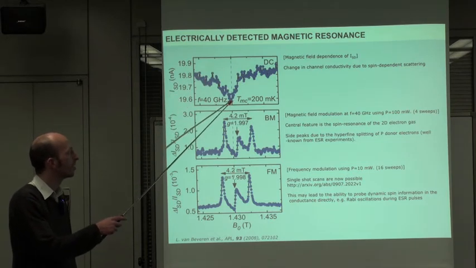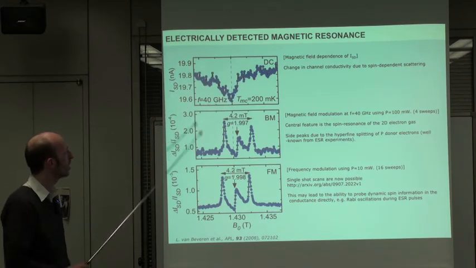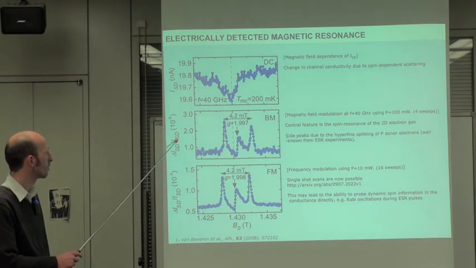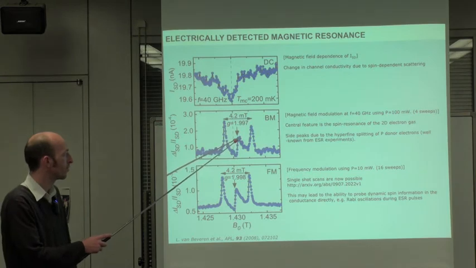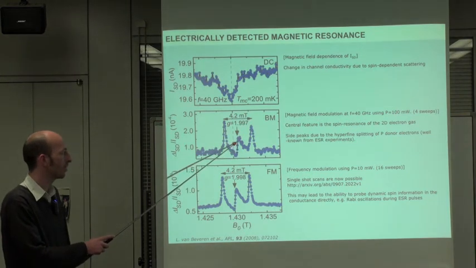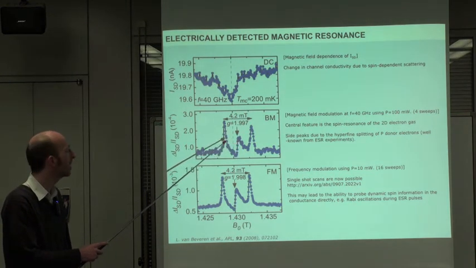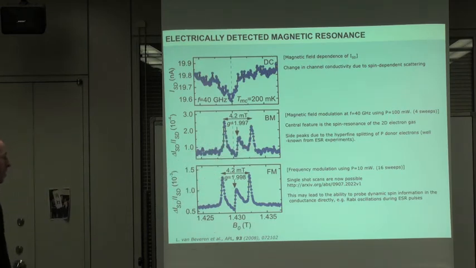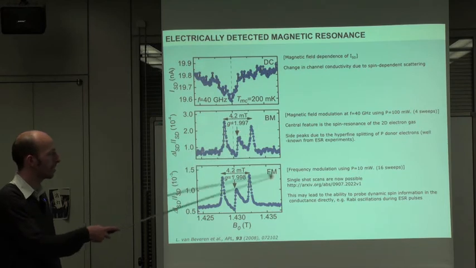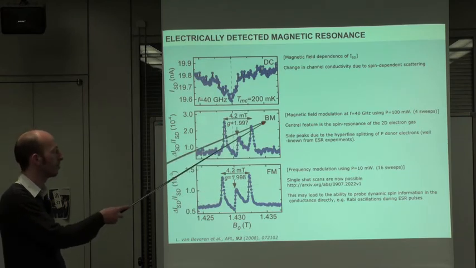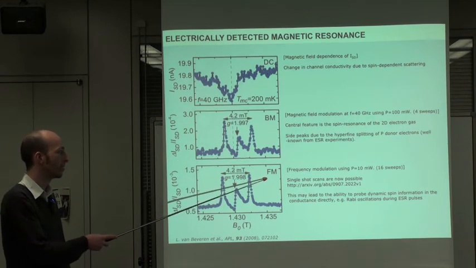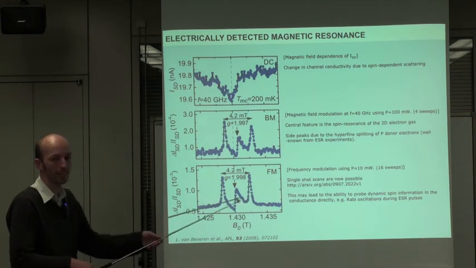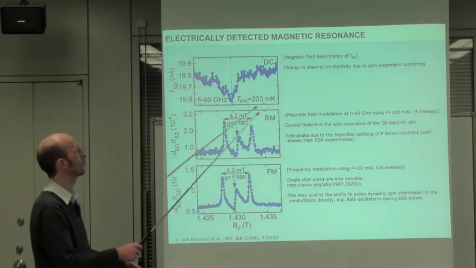You see the drop here, but if you're looking at just the delta I over I, then you'll see this middle feature, which is due to the resonance of the 2-DEG and the hyperfine resonances of the phosphorus as well. So these are two different techniques that were done on the same system, magnetic field modulation and frequency modulation. This is 16 sweeps to get good enough statistics here, and just 4 sweeps here.